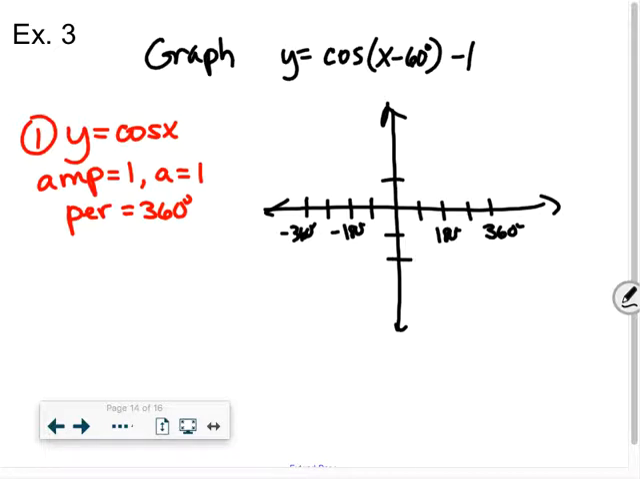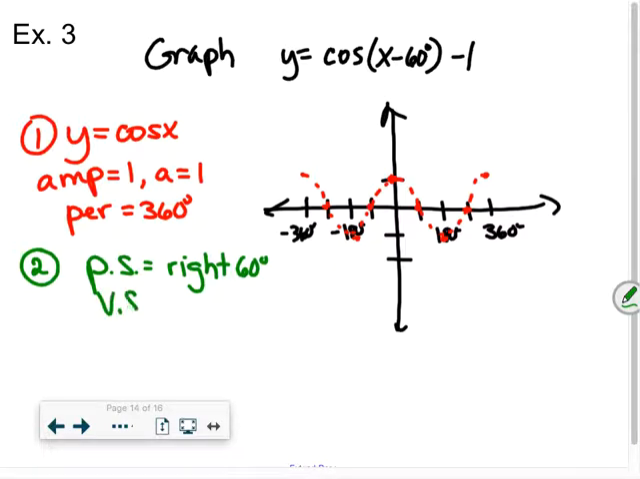Going to go down one, so I'll be proactive and pop that there. So cosine is going to start up at 1, 0, negative 1, 0, 1. I'm getting really good at my parent function, cosine x. Then step two, my phase shift is right 60 degrees, and my vertical shift is down 1.